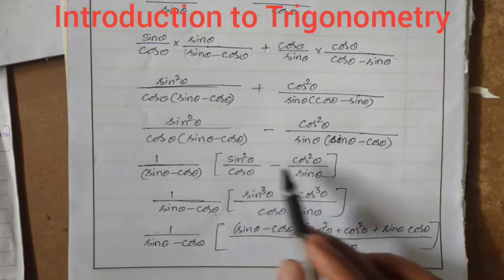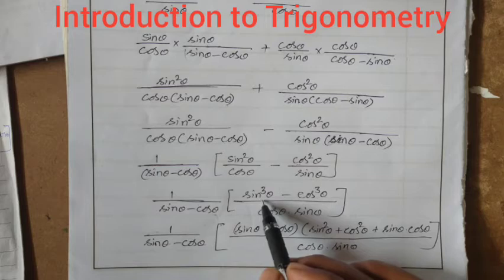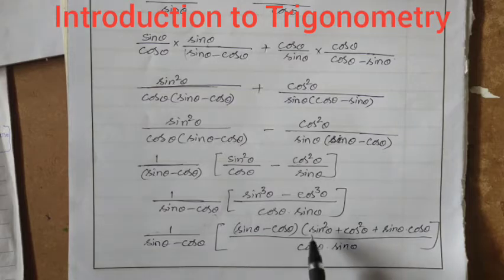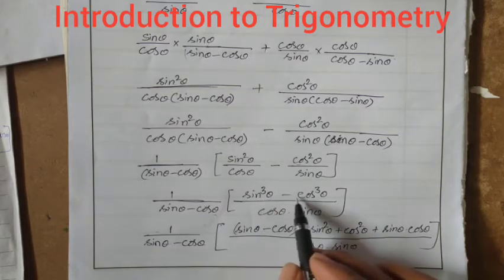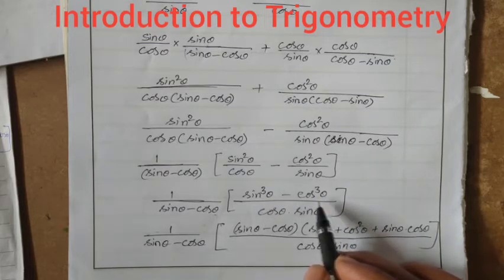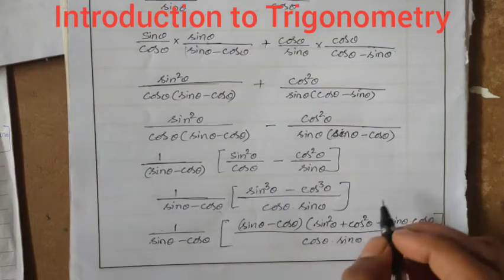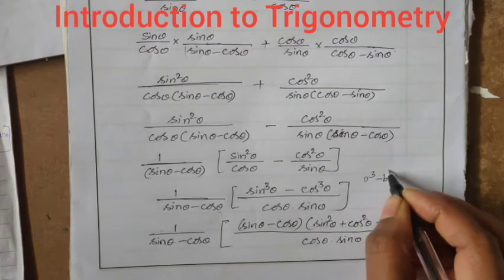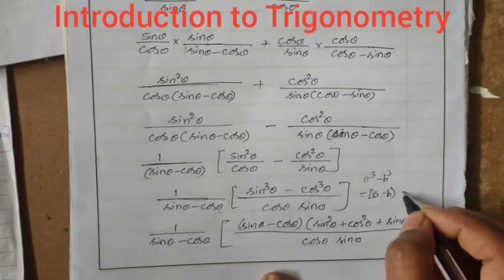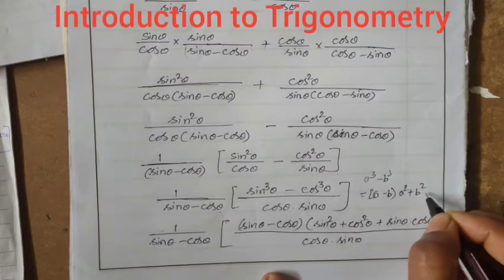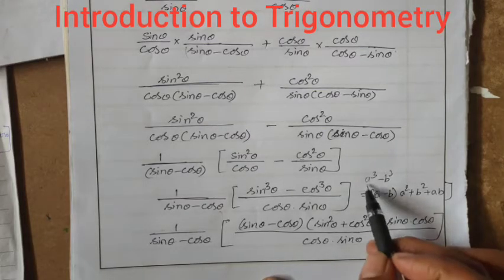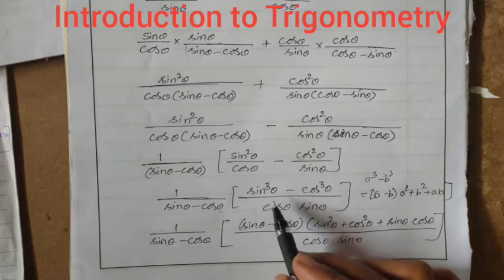So now we can cross multiply. Sin square theta into sin theta is sin cube theta and cos square theta into cos theta is cos cube theta. So it becomes sin cube theta minus cos cube theta. This is in the form of a cube minus b cube. What is a cube minus b cube? A cube minus b cube equal to a minus b into a square plus b square plus ab. This is the expanding form of a cube minus b cube.